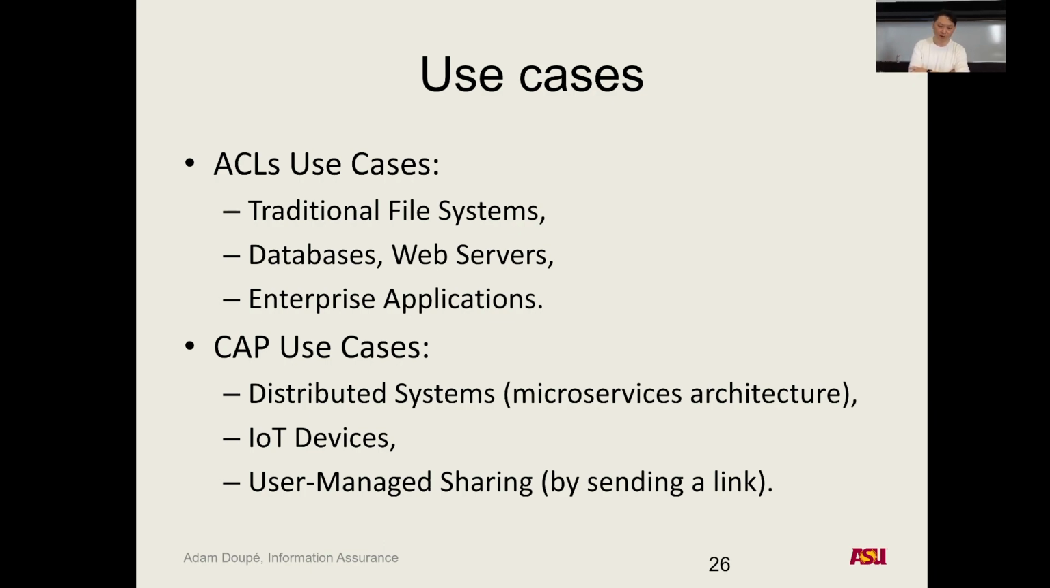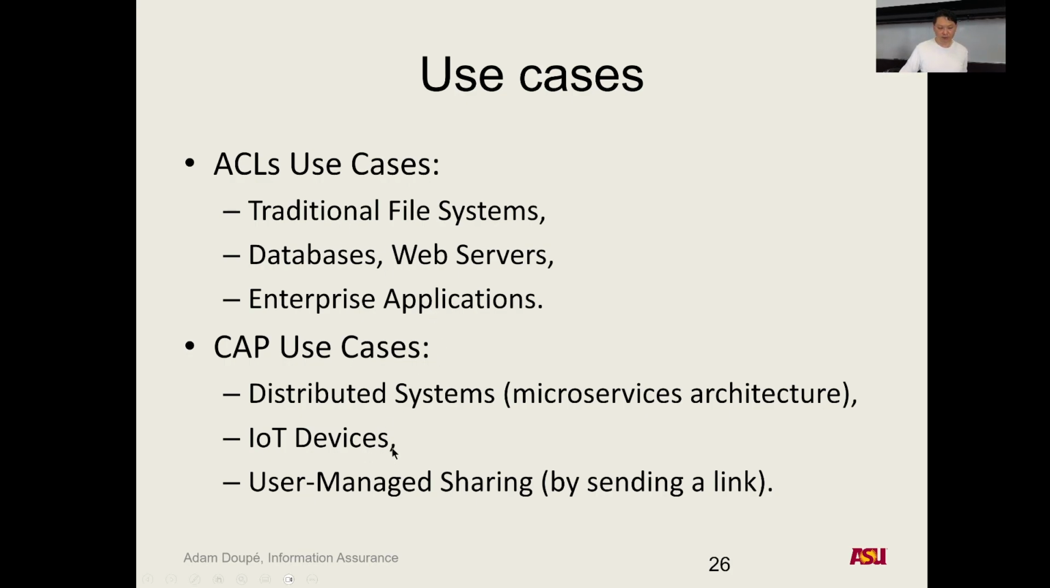Okay, let us see the use cases for each model. The ACL use case is like the traditional file system in Linux. Most OSes use this ACL-based approach. They must pass the authentication process first, and then they can access systems like Linux, Windows, macOS. After authentication we can access the resources, and web databases, web servers, and enterprise applications can be designed with ACL.